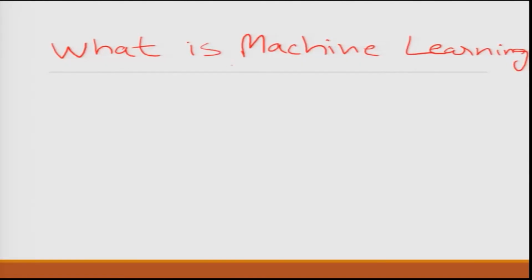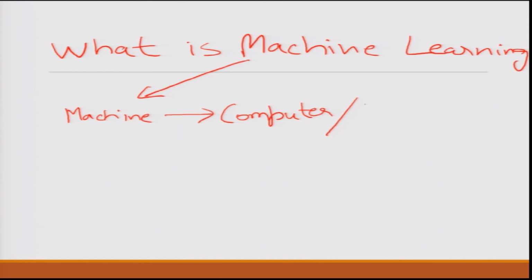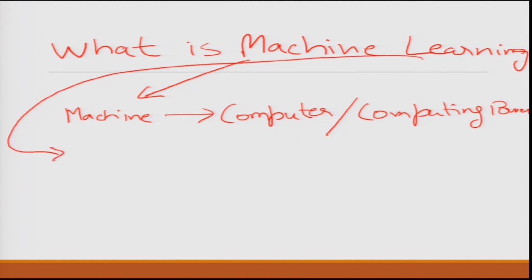If you look at machine learning, there are two parts to it. Number one is this word machine. What we mean by machine basically is a computer, or I would say computing power in general. And the second term, the more interesting term, is learning. Now, what is learning?